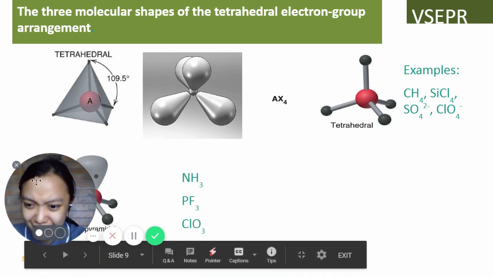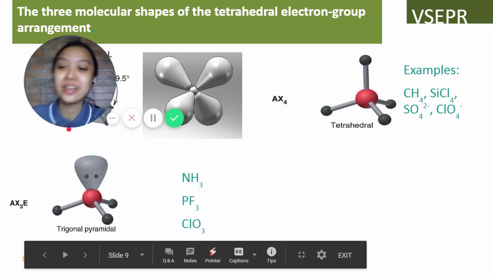Wait, I gotta move my head again. Her head is in the way, okay.